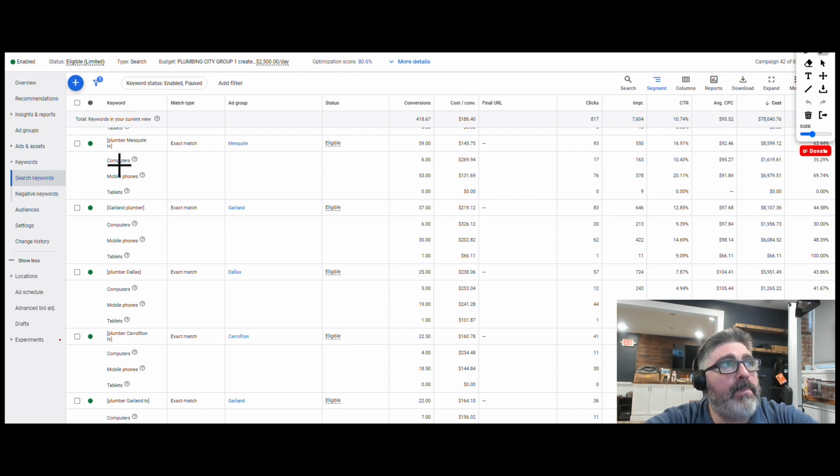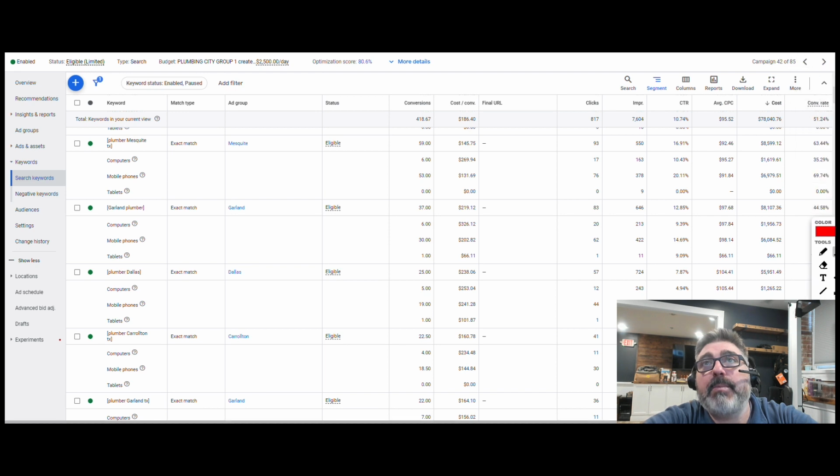All right, so here we have, and I'm just going to focus in on this one keyword here, plumber, Mesquite, Texas. Good keyword, good lead gen. I'm getting a good cost per lead. Healthy click-through rate. This is what we want to see. And my conversion rate, I'm at a 63.44% conversion rate on that one keyword. So this one keyword is definitely one of those keywords that's going to drive in revenue. Now, how can I make this number, this 145 number, better?